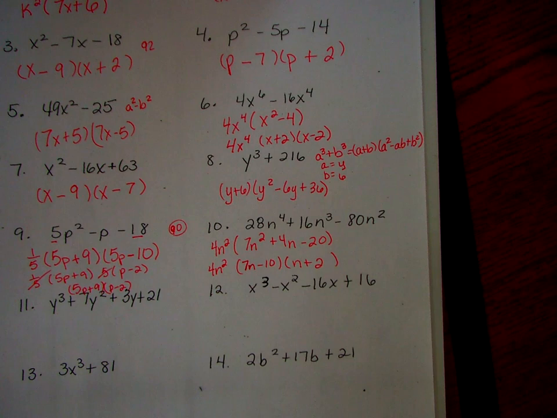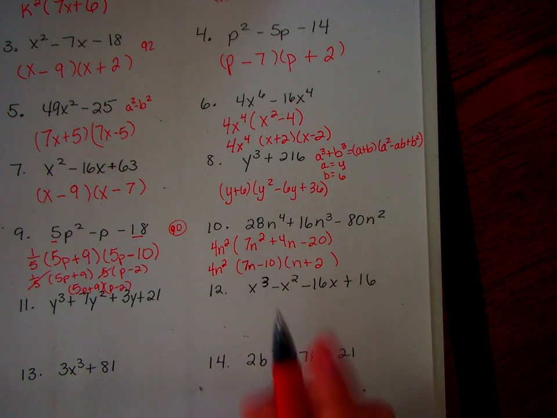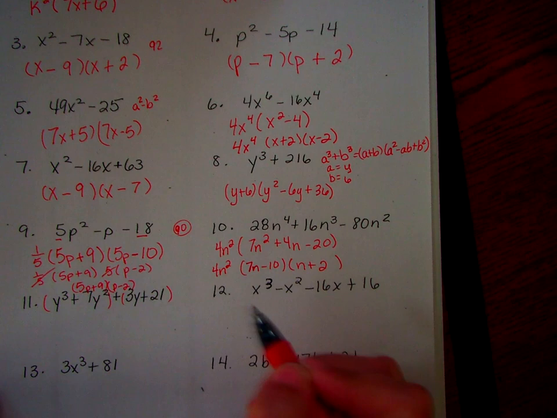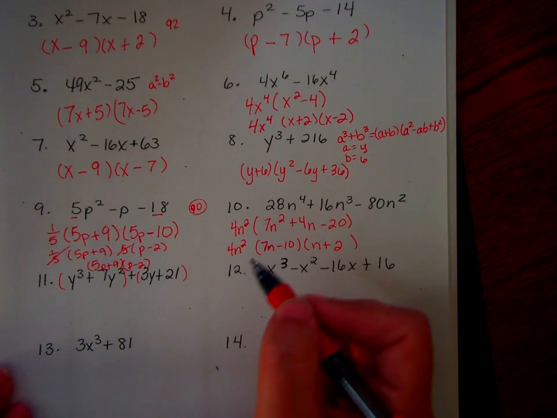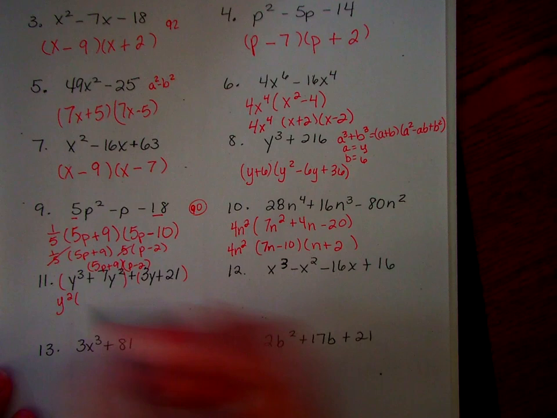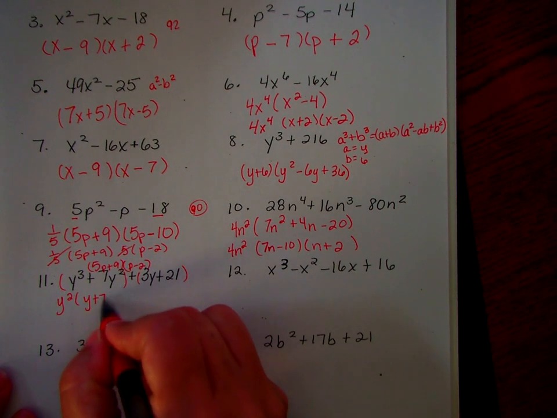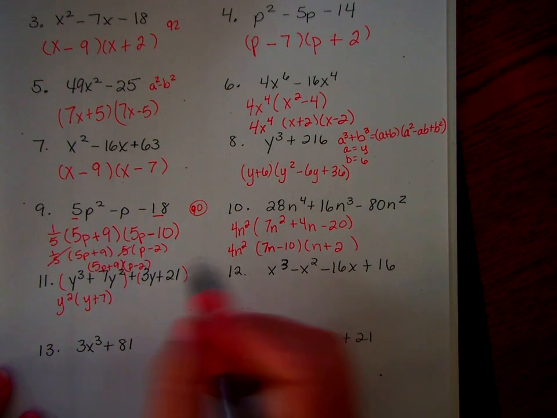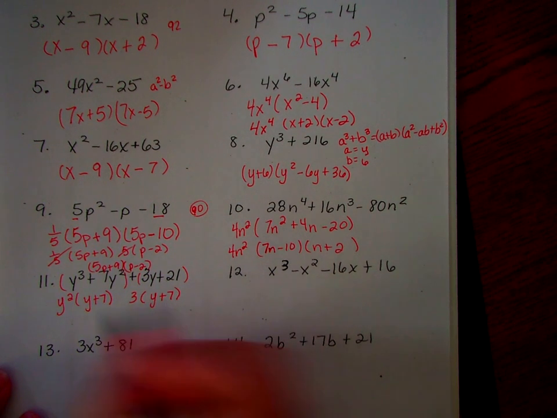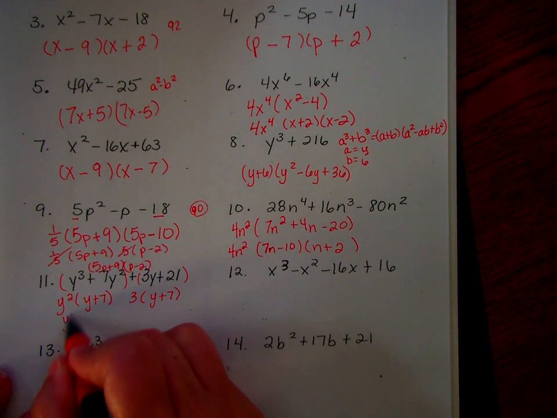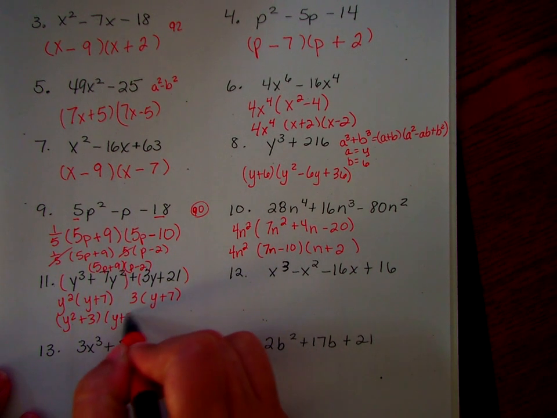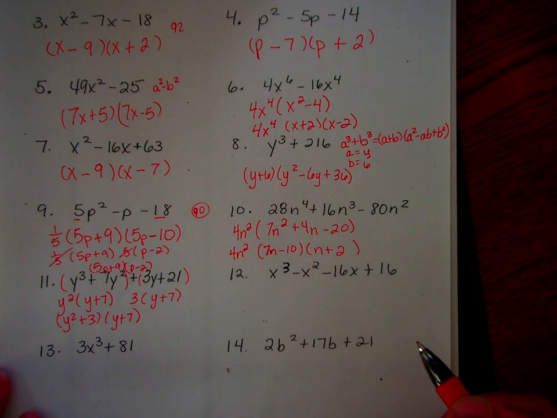Number 11, okay, remember when we have 4 terms, you are going to group them. The first 2 and the last 2, and then we're going to take GCFs out of both. So for the first one, I'm going to take a y squared, and it leaves me y plus 7. The second one, I can take a 3 out, and that leaves me y plus 7. Okay, you're going to join the 2 GCFs together, and then write the duplicated factor just once.